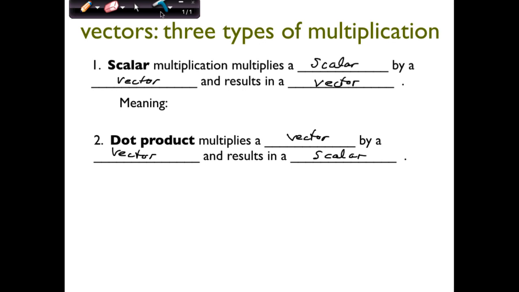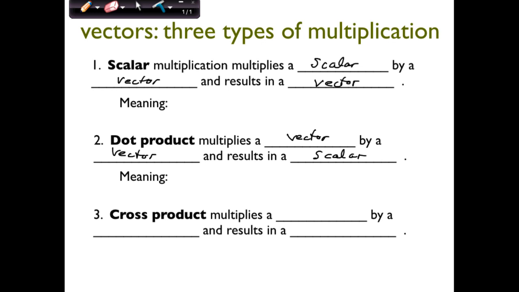So there's a third kind of multiplication, and it's called the cross product. The cross product is still a third way to multiply vectors. You multiply a vector by another vector, and you get a third vector.